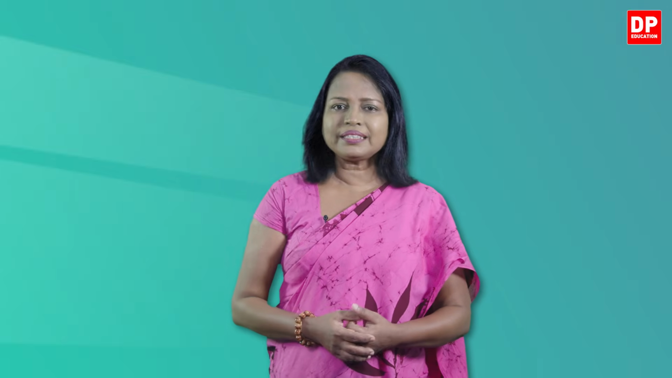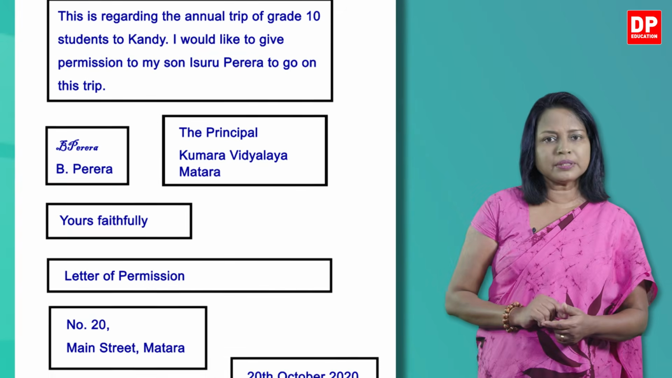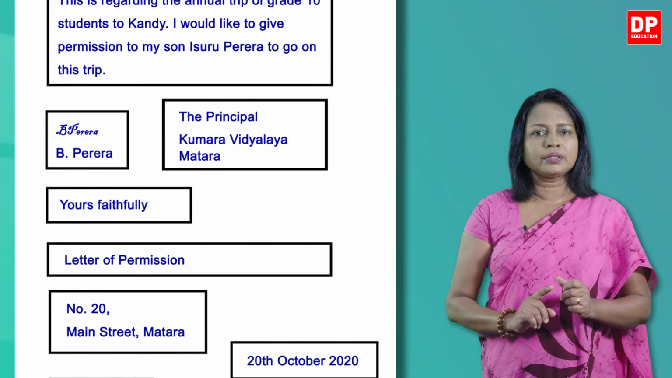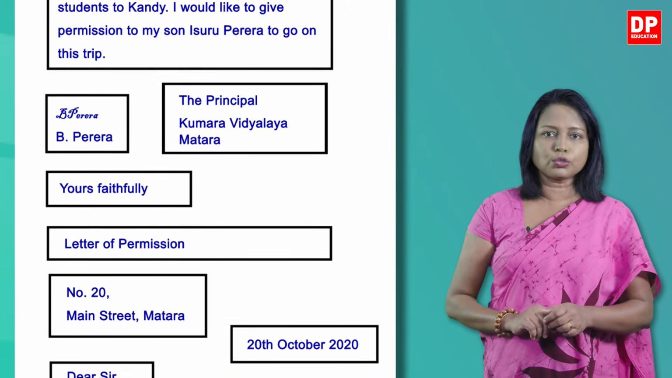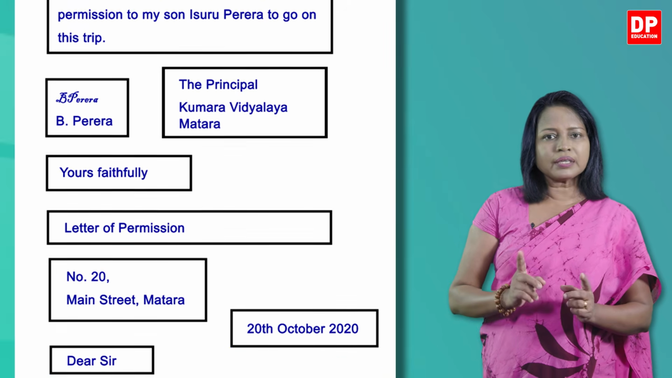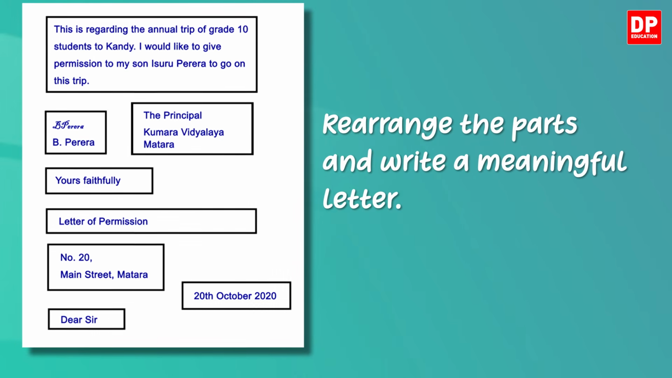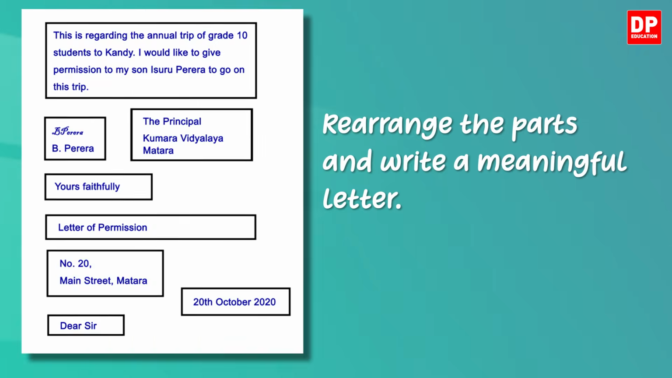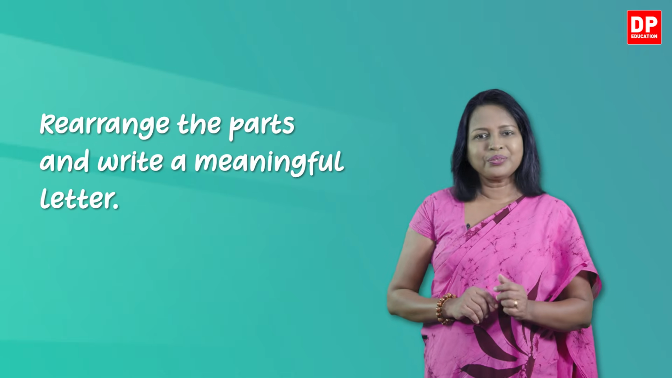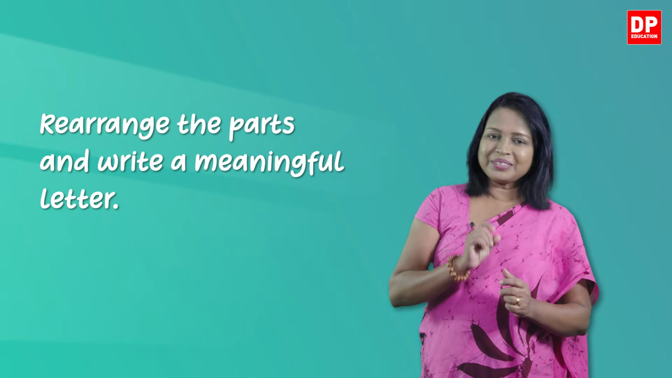Okay children, let's do an activity now. Here you have a letter of permission written by a father to the principal of his son's school. But the parts of this letter are jumbled. You have to rearrange the parts and write a meaningful letter. Okay, you can pause the video, take your notebook and do it now.